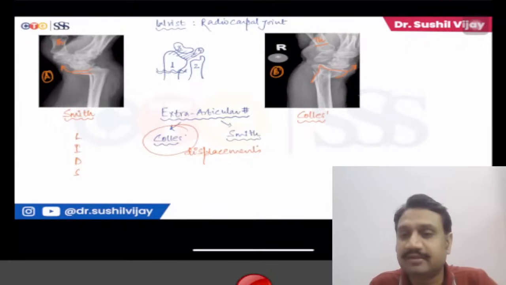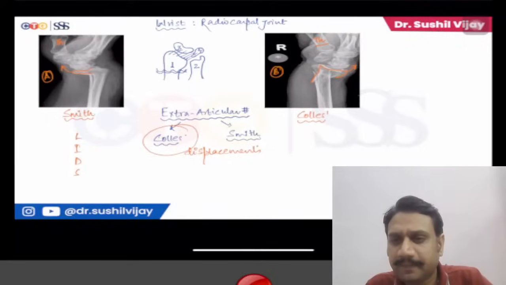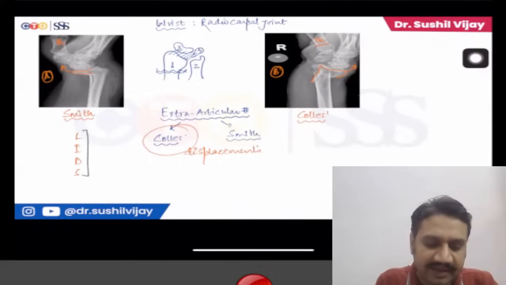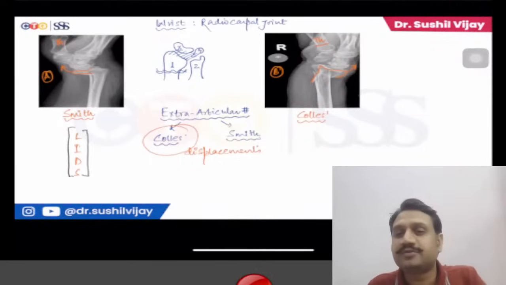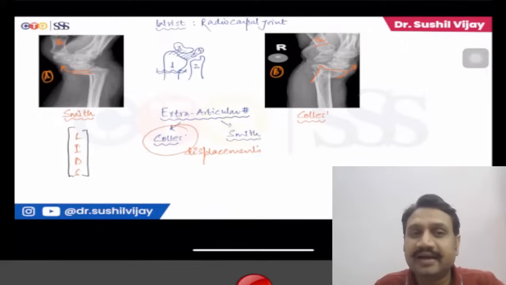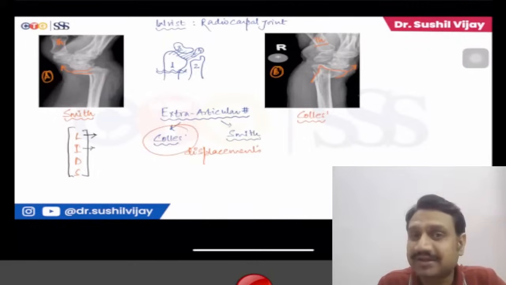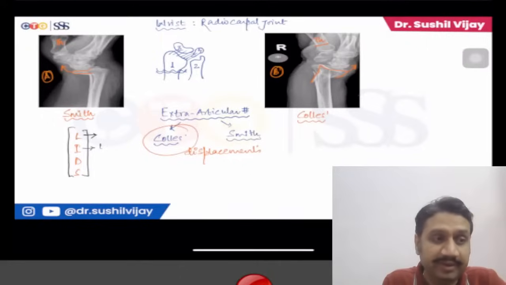LIDS, the eyelids. Remember the lids. So LIDS are the way to remember the displacements of Colles, right? L is for lateral displacement and lateral tilt. I is for impaction. You all know about the impaction part.